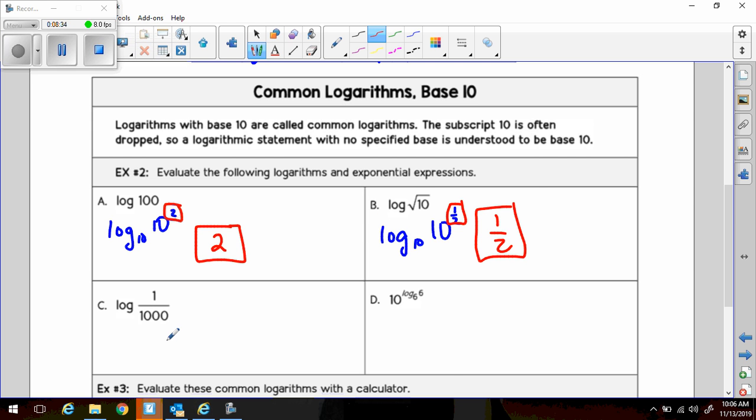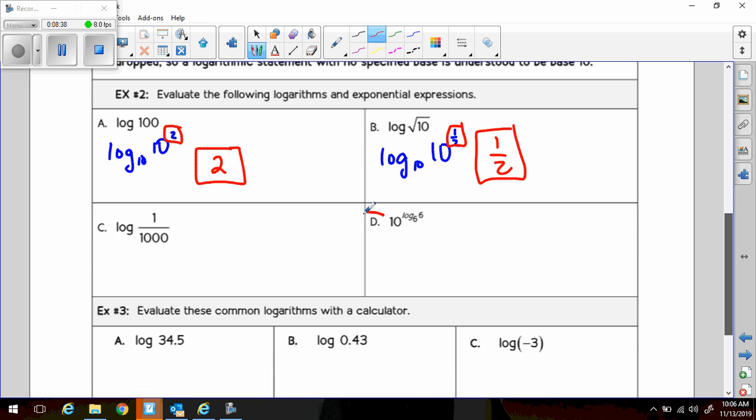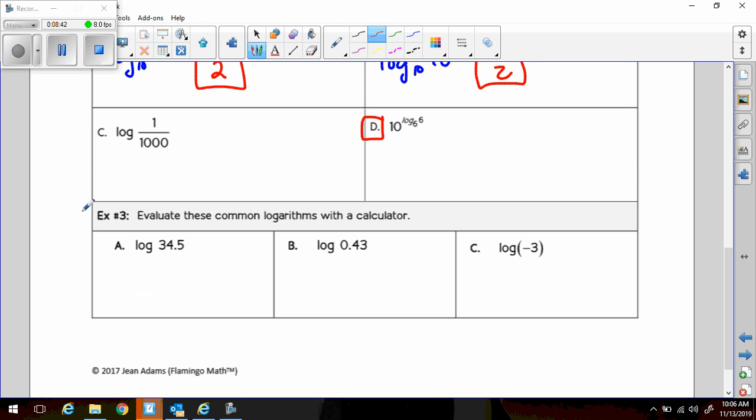I want you guys to try these and let me know how you do. Make this one. You can check your work on the calculator, but try it without a calculator. It says evaluate these common logs with a calculator. So you guys can just plug this into the calculator.